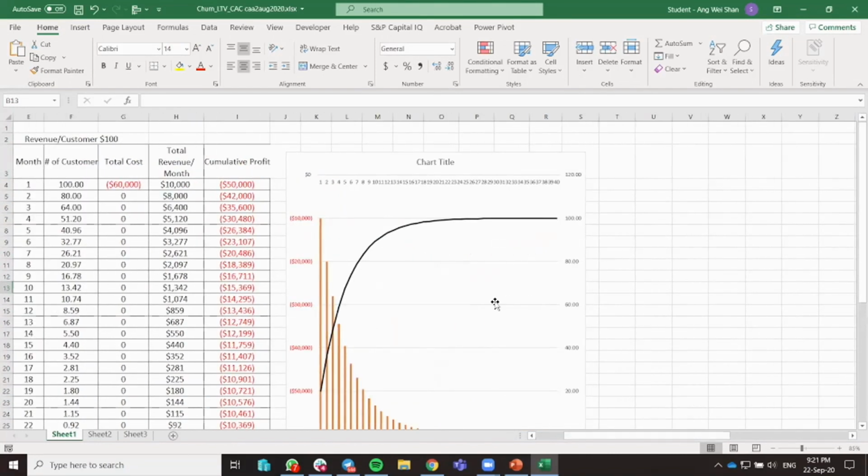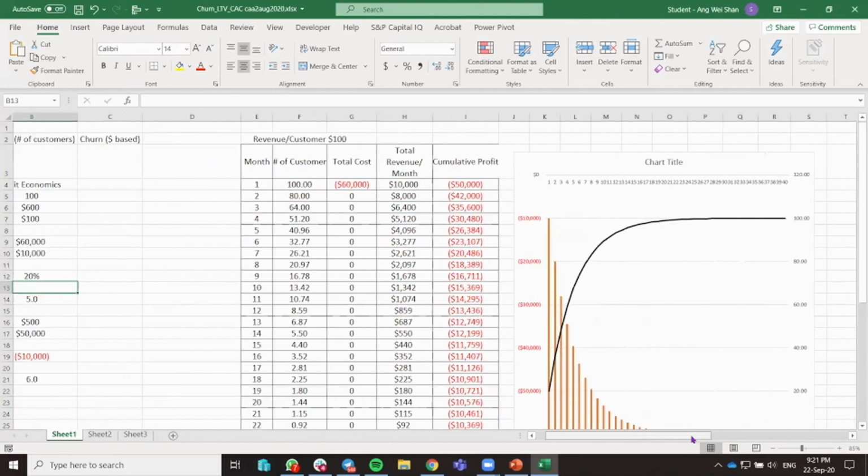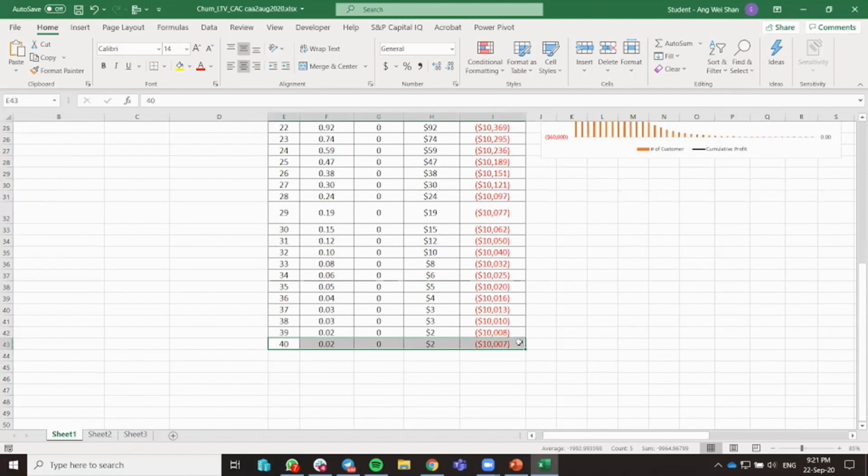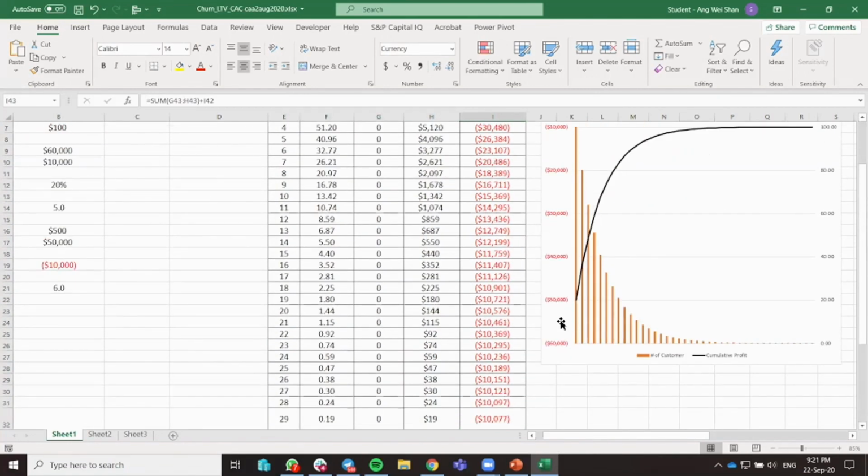Okay, look at this graph here. Can you see this is the break-even line? And the line will never touch the $0 mark, because no matter what you do, your customers are churning out too fast. So if you drag it out to 40 months, 50 months, 60 months, no matter what, you'll make a loss of about $10,000.